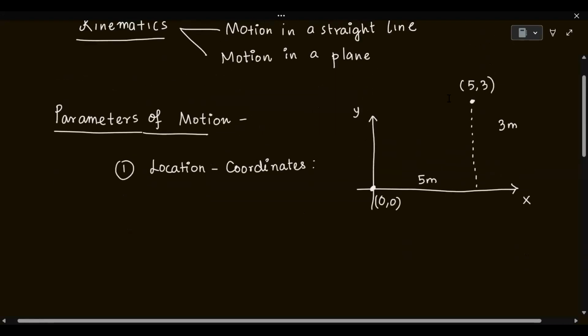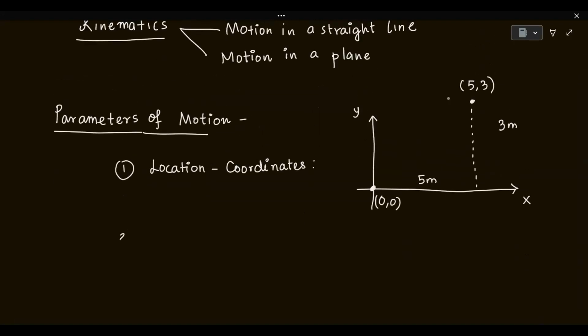Now, if the body changes its location, if the body changes its coordinates, it's going to do so along a path. Let's say it came from 5, 3. This is its initial position, and the final position, let's say, is 7, 9, and it did so along this path. This path will have a length.